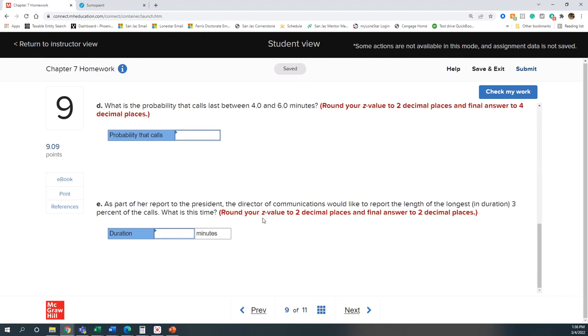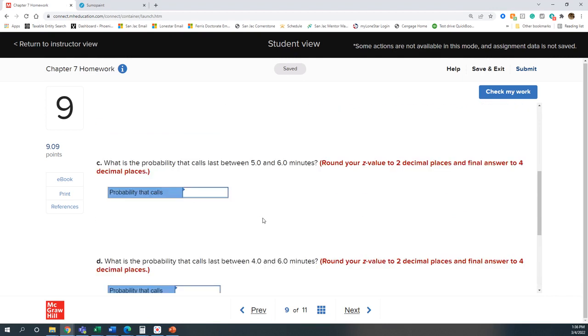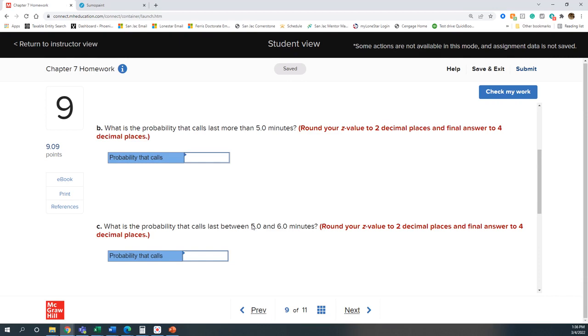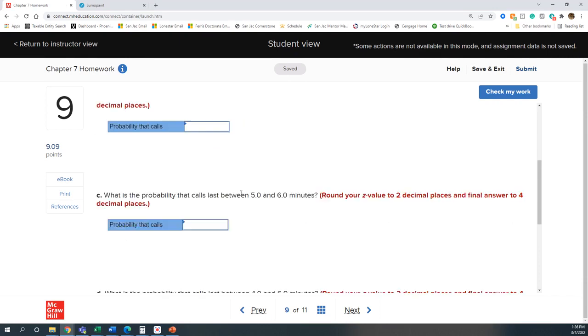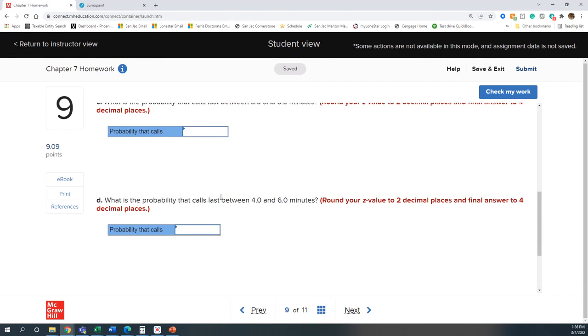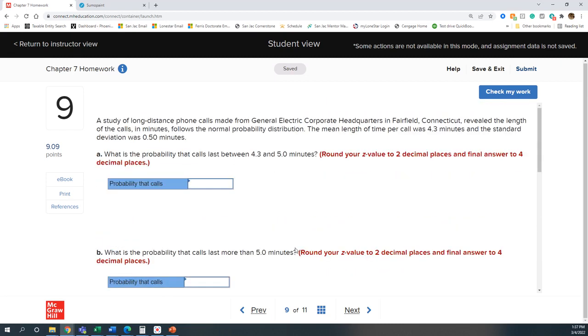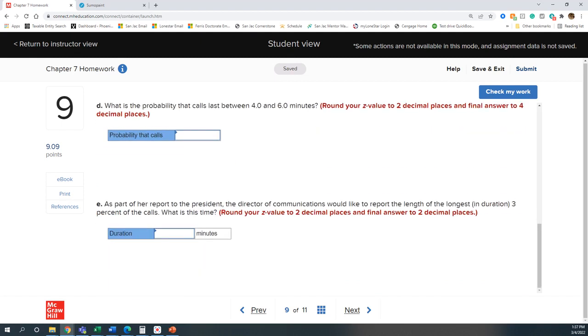All right. So it looks like question 9 is again solving like we've done before in question 7. We have one that's less, more, in between, less between. And then as part of the report, the director of communications would like you to report the length of the longest 3% of calls in duration. Okay, so basically what's greater than 3%. So again, stuff that we've already talked about. If you're having troubles with these, please let me know. I will help you with those.